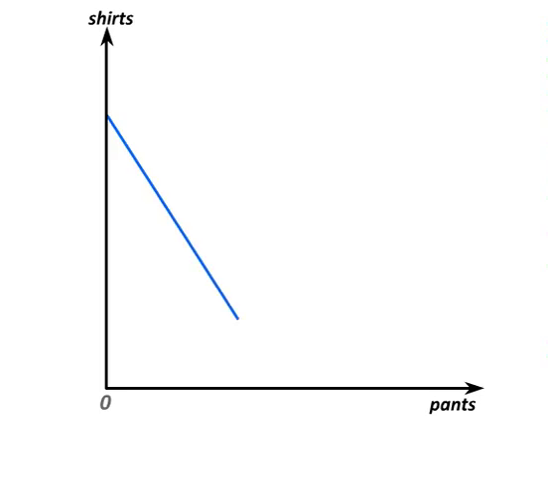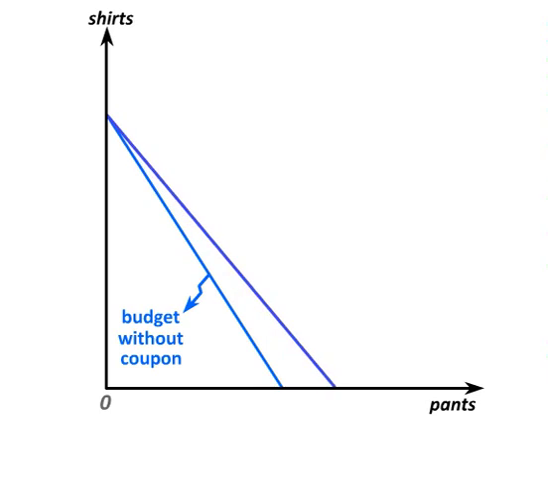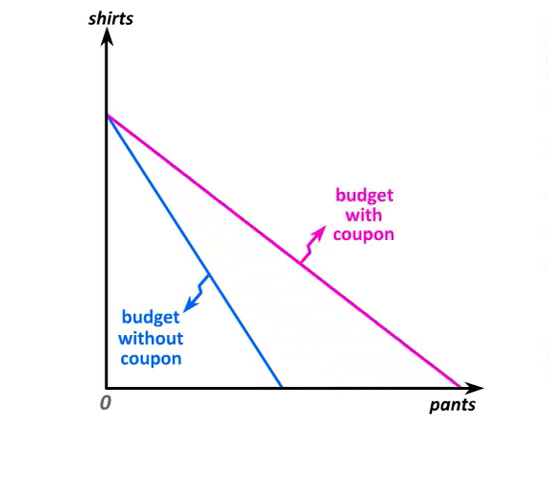We'll begin with an initial blue budget constraint without a coupon, and then show that the coupon lowers the price of pants, thus rotating my budget constraint outward to the magenta budget constraint. We then illustrate my original optimum as a tangency between an indifference curve and my original blue budget constraint at bundle A.